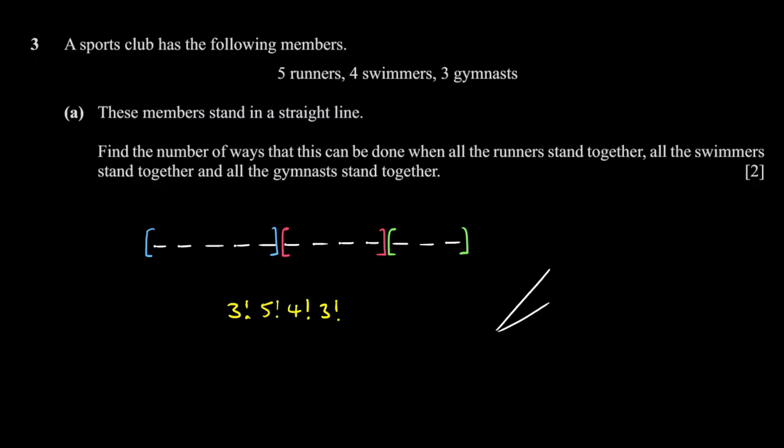If I was to draw it out as a diagram, there are 3 factorial ways of organizing the big items. That's a total of 6 ways. For each of those, there are 5 factorial ways of arranging the runners, and for each of those ways, there are 4 factorial ways of arranging the swimmers. We can imagine a tree diagram which just extends and extends, so what we've got is 3 factorial times 5 factorial times 4 factorial times a further 3 factorial. If we multiply everything together, we get 103,680. All right.